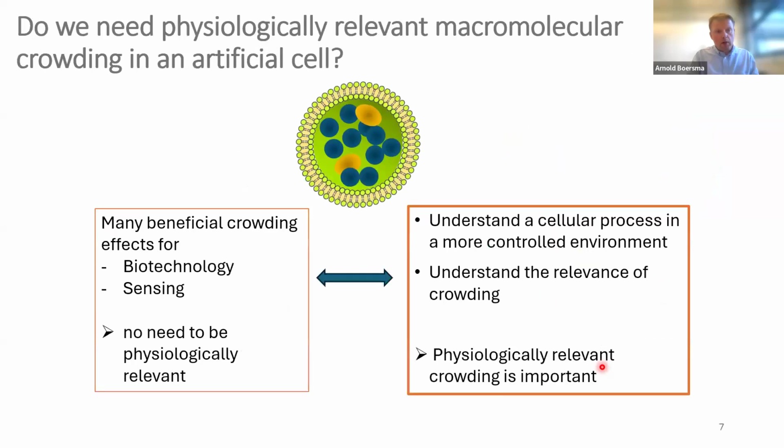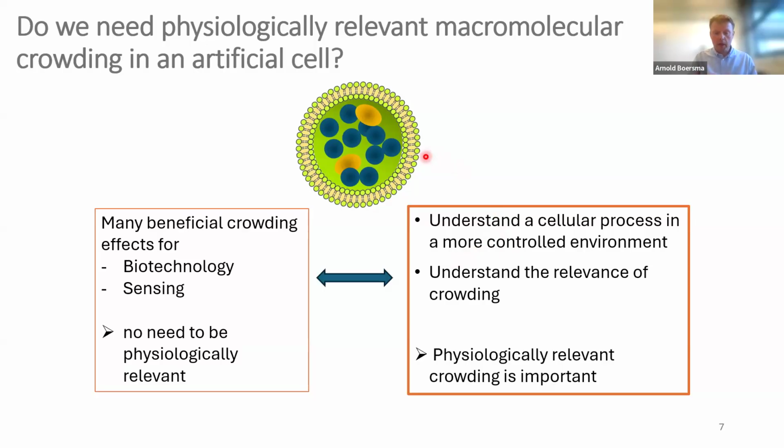So taking all this into account, the next question is, if we want to build a cell, do we need to incorporate crowding, and is this important or not? Well, I certainly believe that it can be very useful even for topics where you have non-physiological crowding, because if it can enhance phase separation and other effects, it could be very useful for biotechnology effects and also sensing. But what I do is I take it to the other side. I do want to understand how cells work and what builds them and why they work the way they do. And for that, I want to incorporate crowding inside artificial cells that is actually physiologically relevant.